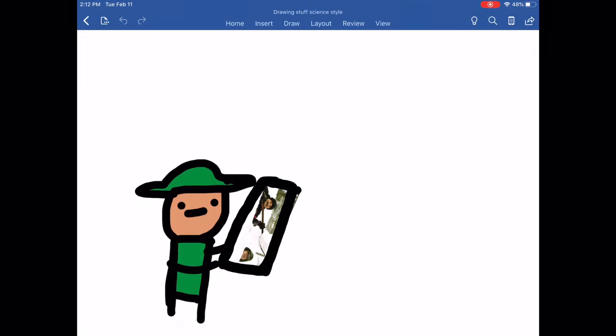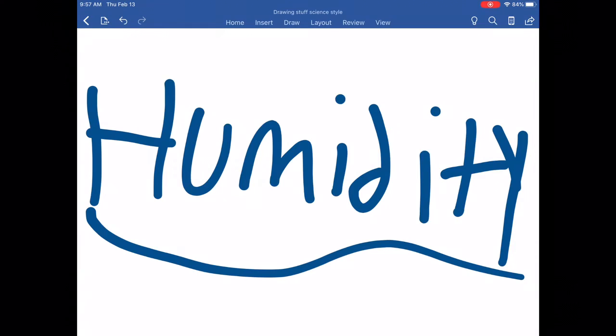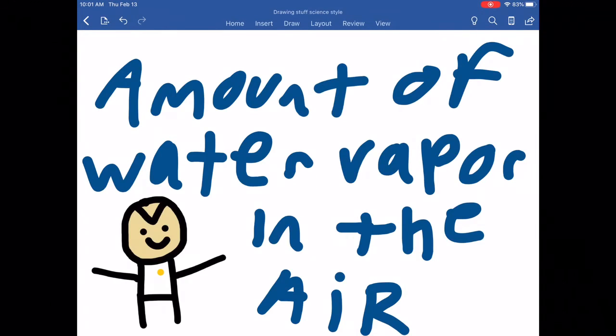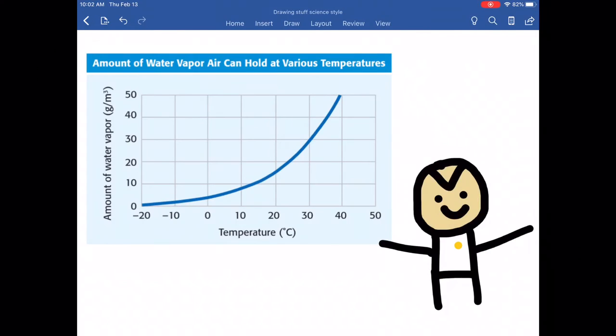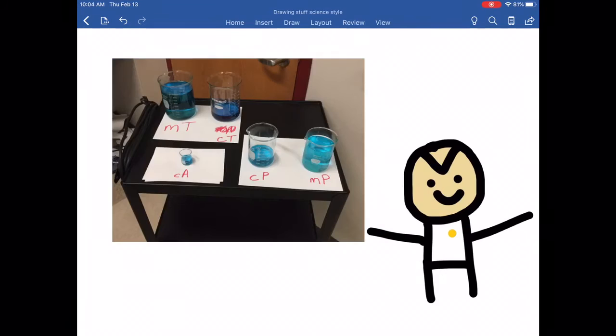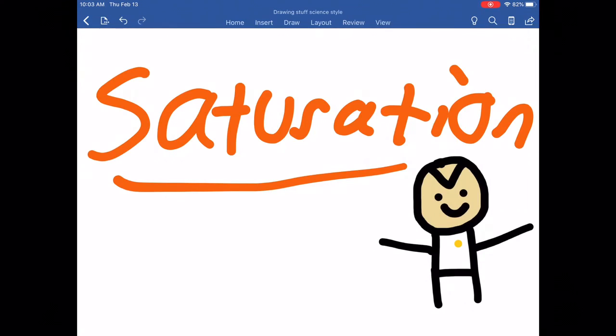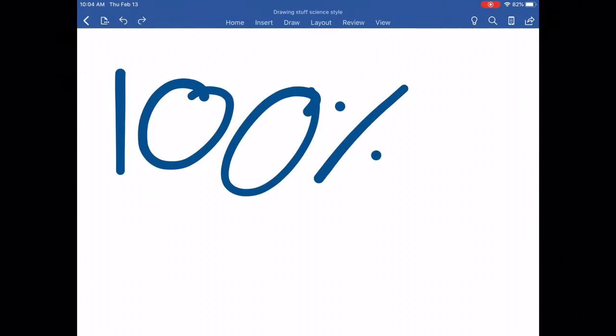Okay, but what about humidity, and what's that? Humidity is the amount of water that is in the air. With this chart, you can see that the higher the temperature, the higher the amount of water vapor. And just like these cups, they also show the air masses and their humidity. And the tiny one is pretty cute. The saturation point is when the air mass is at 100% full of water.